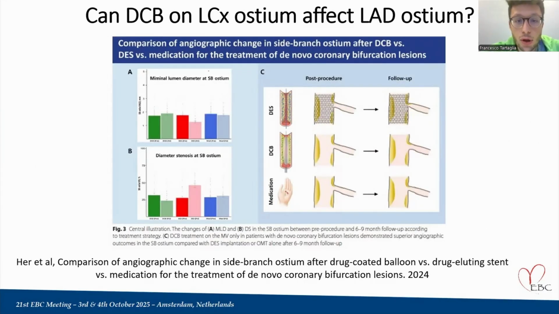And lastly, I want to show you this paper from the group of Professor Shin, where they demonstrated a benefit of the use of DCB on the ostium of side branch in terms of MLD and diameter stenosis. And this is pure speculation, but we may think that using a DCB on ostial left circumflex may positively affect also the ostial LAD, even in case of subcritical lesions, although this remains speculation.